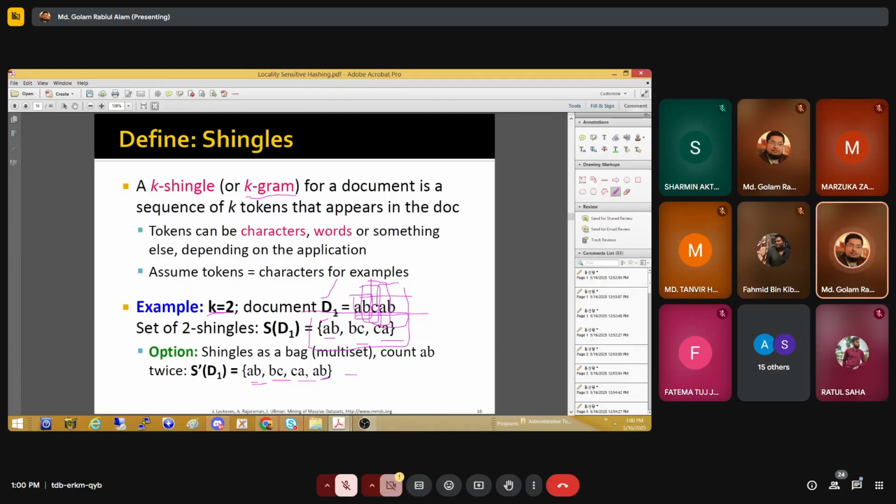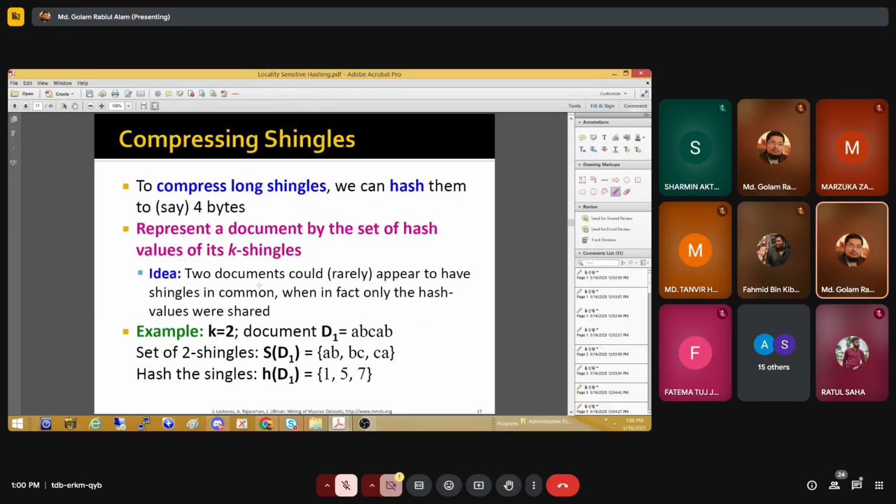This is called the shingle. Shingle means K gram. K equal to, you can think about like 3 gram, 4 gram, 5 gram, character samples.